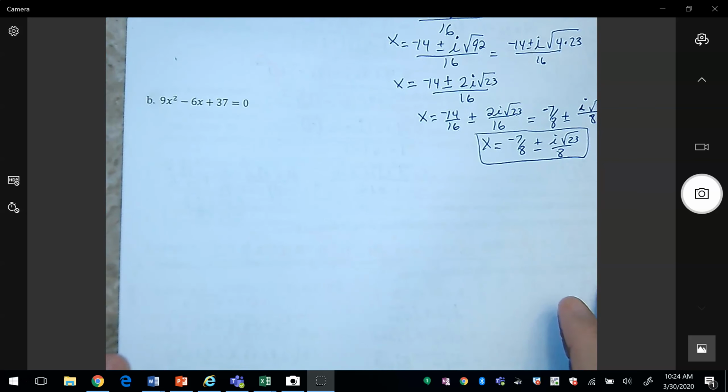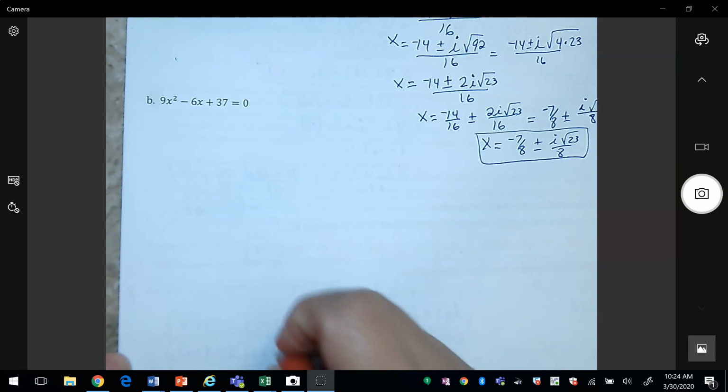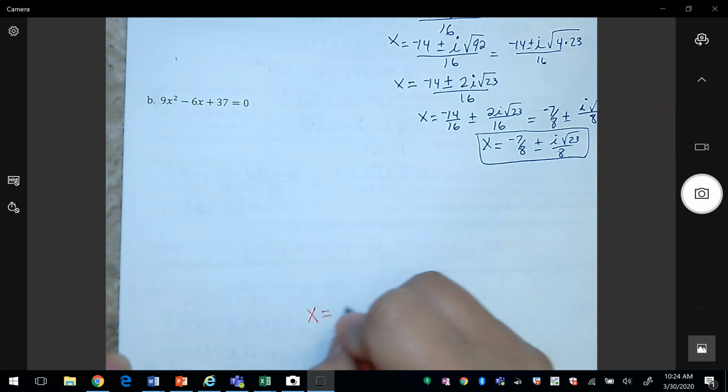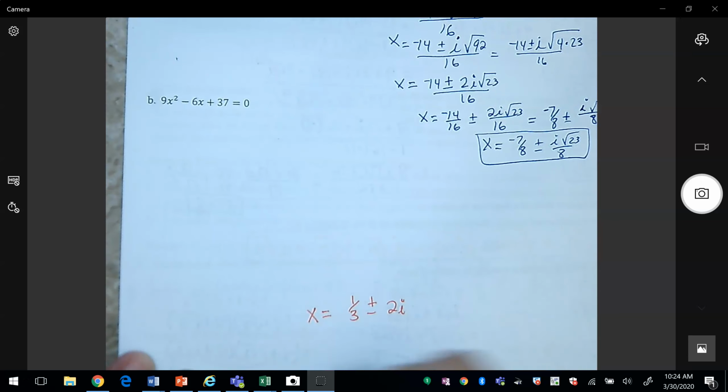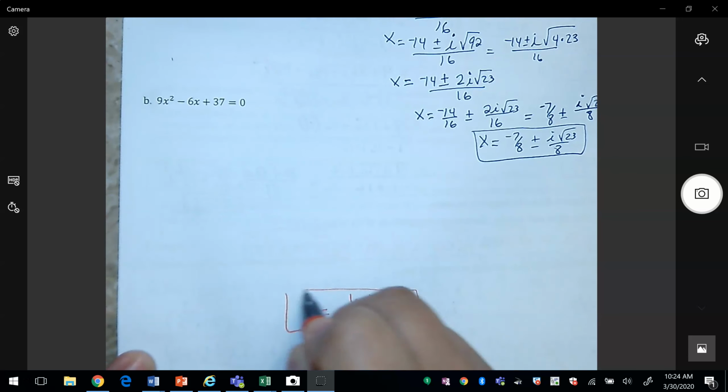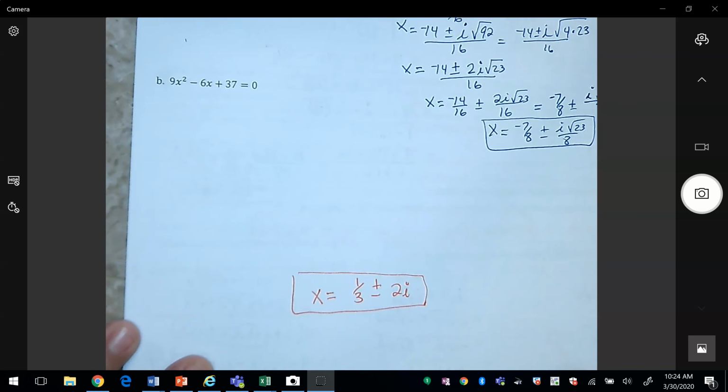Okay, so please try example B, and the answer for example B is going to be x is equal to 1/3 plus or minus 2i. Again, if you don't get this answer, please send me a message so that I can work it out for you.